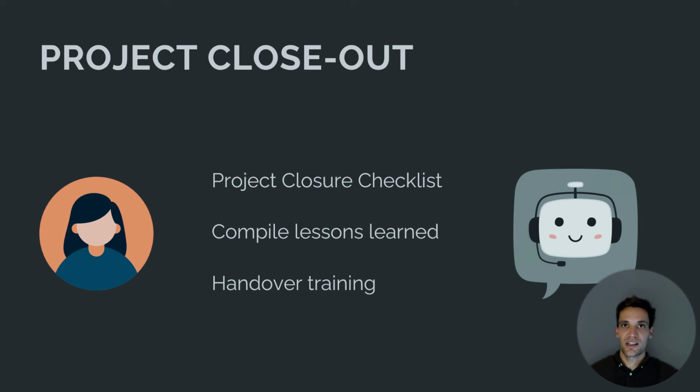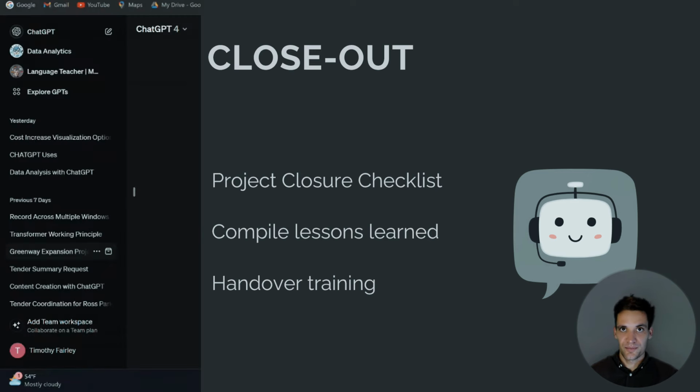So we could ask ChatGPT to generate us a checklist that we send out to all the project members, and we want them to provide their lessons learned and feedback. Then we can get ChatGPT to amalgamate all these responses and produce a lessons learned register. And finally, we could even use ChatGPT to prepare handover training. So with the deliverable we've created with our project, say we need to train the users on how to work it, we could ask ChatGPT to produce us a presentation that trains them on it.